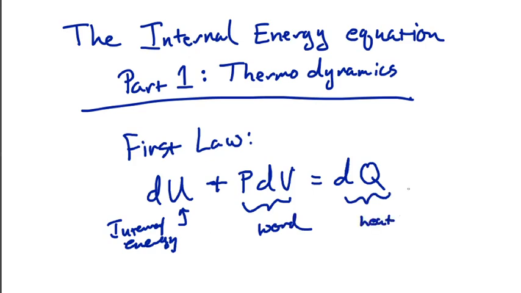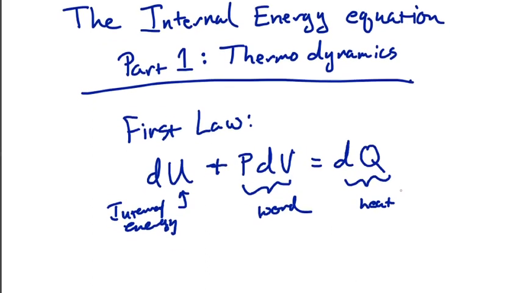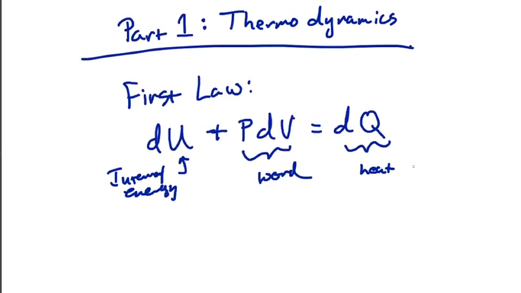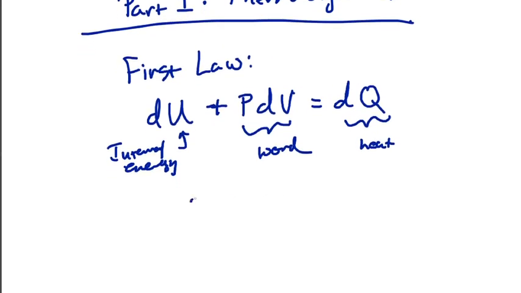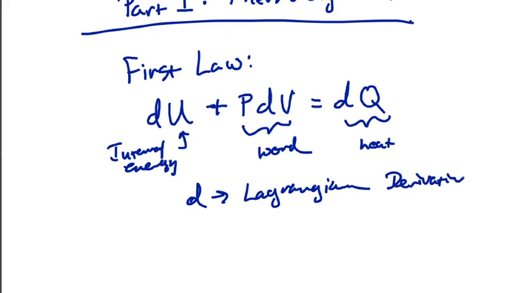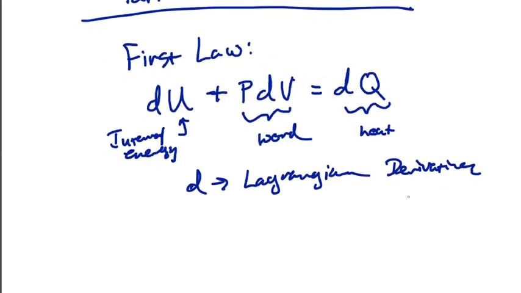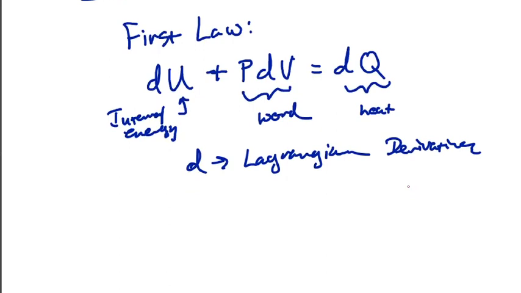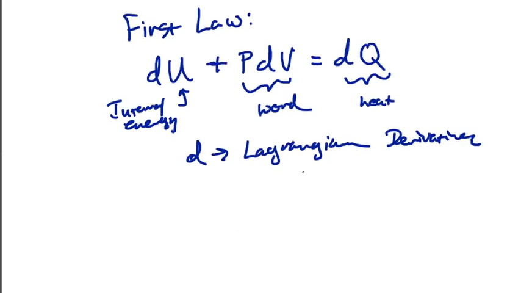And these d's here, they mean changes. It's easy in thermodynamics to get hung up on what the d's mean and what they're related to, but just think of them here as change. In fluid dynamics, the d's will almost always go to Lagrangian derivatives as we move on to a PDE for the evolution of the internal energy. So don't get too worried about these infinitesimal variations, the d's.